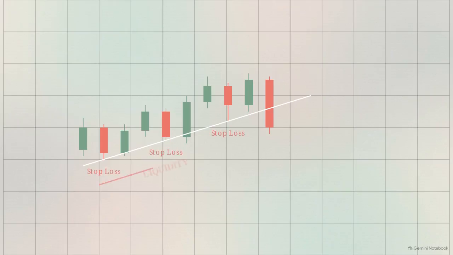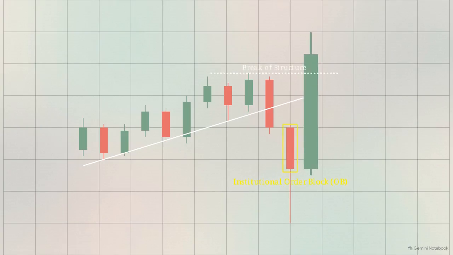This chart displays a textbook rising trend line. Every time the price bounces, retail traders buy in and place their stop losses directly underneath. In smart money concepts, these clusters of stop losses are called liquidity. Institutions actively hunt these areas. A sudden price drop pierces the trend line and triggers all those stop losses at once, absorbing the shares required to fill high-volume buy orders.